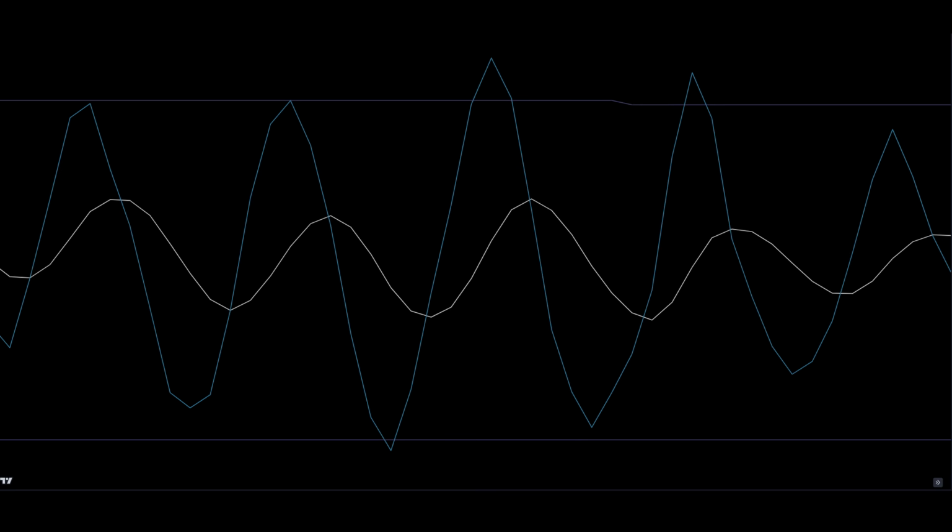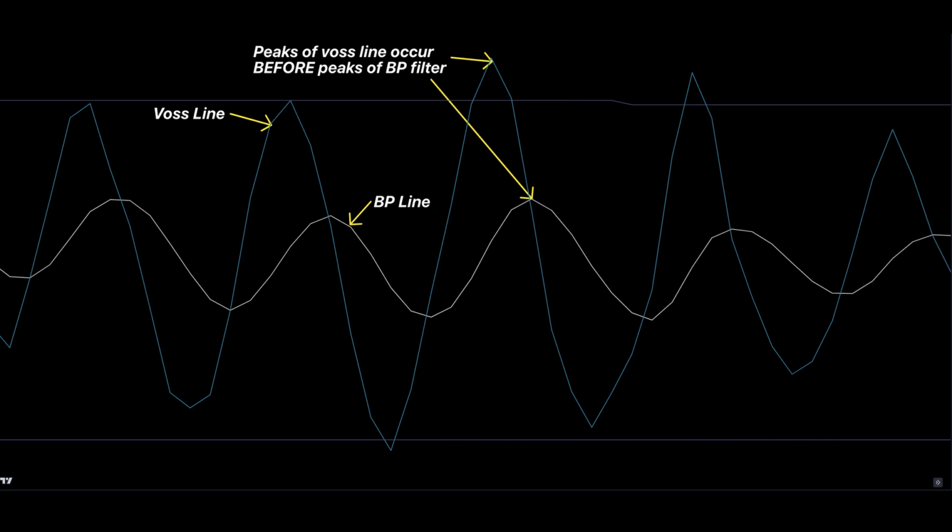You can see the output of the bandpass filter in white, while the Voss line is in blue. Looking at the bandpass filter price versus the Voss line, we are able to see the predictive power. The peaks of the blue Voss line occur before the peaks of the white bandpass filter.